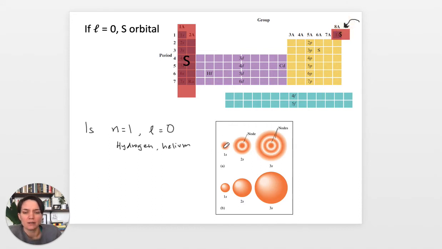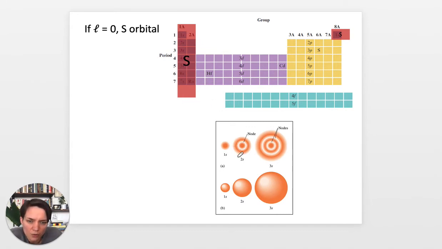Okay, but we're not limited to having s orbitals just in n equals 1, right? Remember, these are our n values, 1 through 7. Each one of those has an s orbital associated with it. What's interesting is that you have your 1s orbital, your 2s, and then your 3s orbitals, and going on. These are just examples. They're getting consecutively larger, right? Nucleus, nucleus, nucleus. They have higher energy because they're further away from the nucleus.